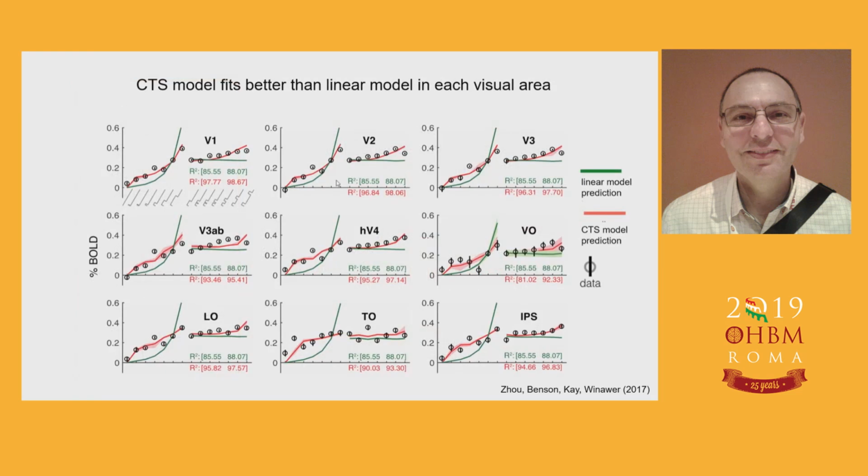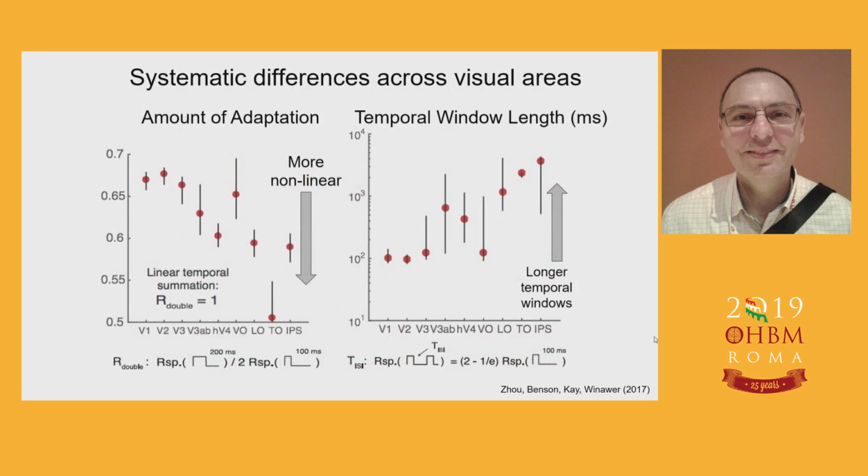And the model fits well not just in V1, but across visual field maps. And we can see that, just as in the case of space, the difference between the linear model and the compressive model is modest in early visual areas like V1, and it gets increasingly large down here on the bottom. You can see in TO, temporal occipital, and IPS, the difference between the models is quite large. Okay, and we can summarize that by showing that as you go from early visual areas to later visual areas, the models become, and the data, more nonlinear, more adaptation, and the temporal window length increases from short to longer.